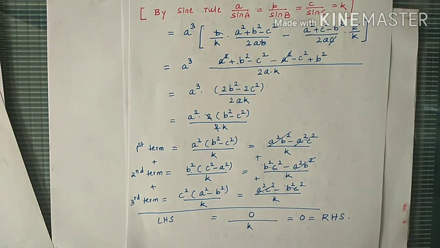Whenever we have cyclic terms, simplify only the first term and write the remaining terms accordingly, and add those terms and prove the equality.